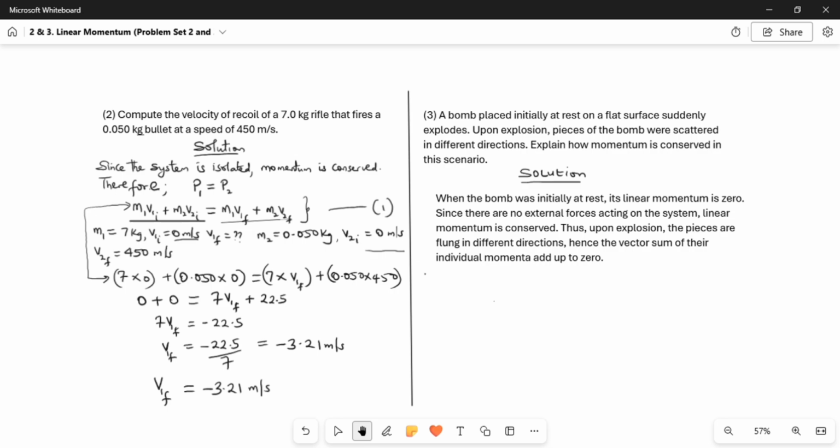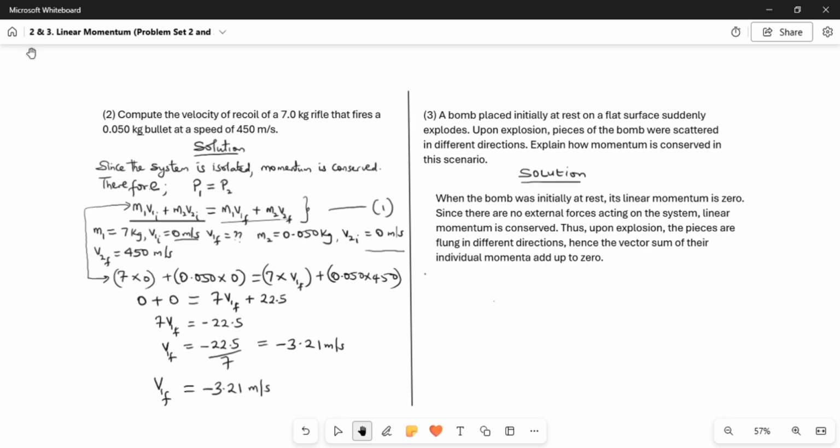And because the system is regarded as an isolated system, there are no external forces acting on the system. Hence, we say that linear momentum is conserved for such a system. So upon the explosion, the pieces of this bomb are flung in different directions. And so when we take the vector sum of the individual momenta of these bomb pieces, they add up to 0. So this is how momentum is conserved in this scenario.